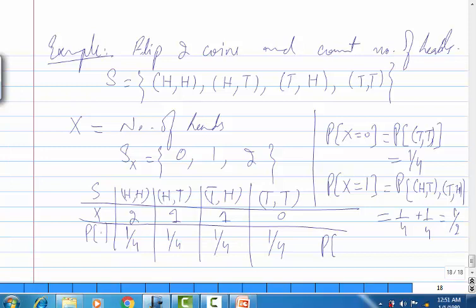Similarly, what is the probability when x is equal to 2? Again, the probability is 1 by 4. So this is the way you can use the random variable to calculate the probability. I will stop here. We will continue this further in the coming lecture.